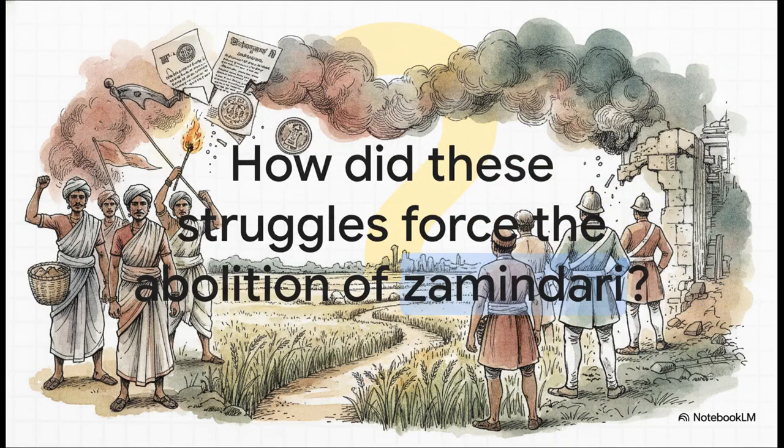Which leaves us with a final thought for you to ponder. How did these century-long pre-independence peasant struggles fundamentally force the eventual abolition of the zamindari system in a newly independent India? You see, the roots of modern Indian agriculture and its reforms were shaped right here, in the fires of these rural uprisings.